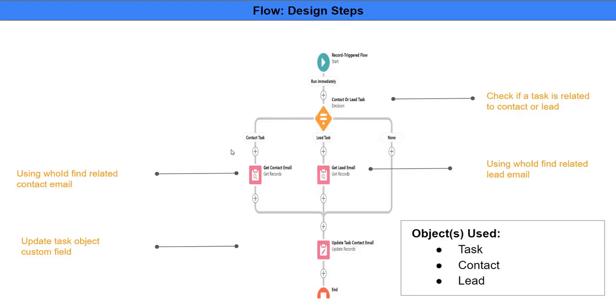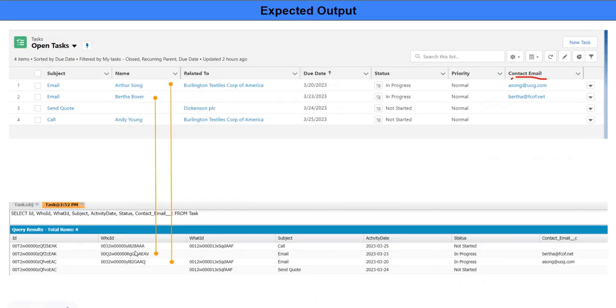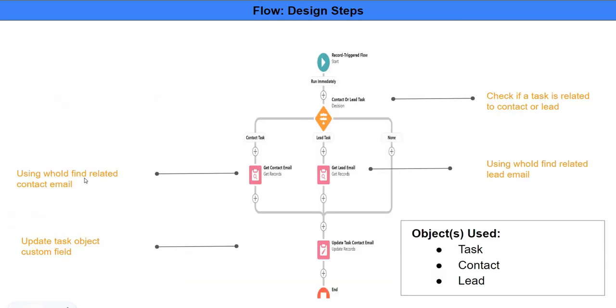Looking at the design steps, back in the flow, whenever a task is created, we're going to check if the task is related to a contact or a lead. If yes, we're going to find out if it is a contact task or a lead task. If it is a contact task, then we're going to use that whoId. So this is where you have the ID, right? We're going to use this whoId field to find the related contact email. If it is a lead task, we're going to find the related lead email and then update that task, the new custom field that we created, to hold the email. This is what we're going to do as the last step.